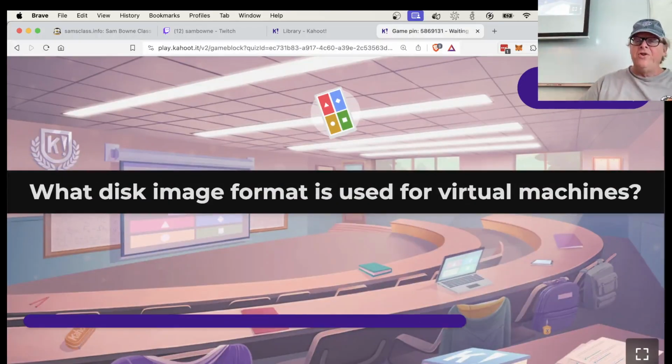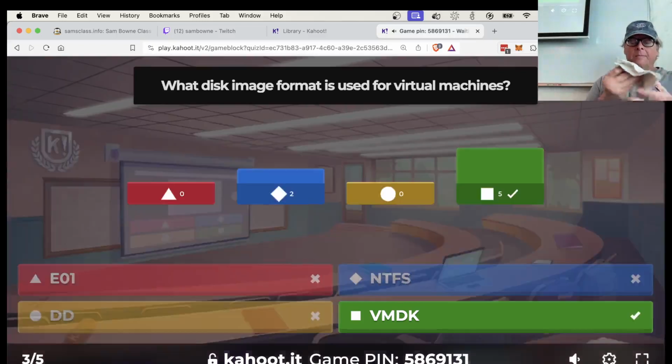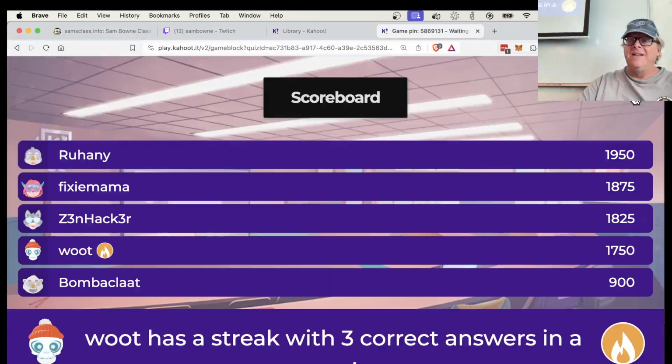Which image format is used by virtual machines? VMDK, by the way, that's for VMware. Microsoft Hyper-V, of course, has their own, and VirtualBox has their own, just so we're all miserable all the time. But anyway, all right.